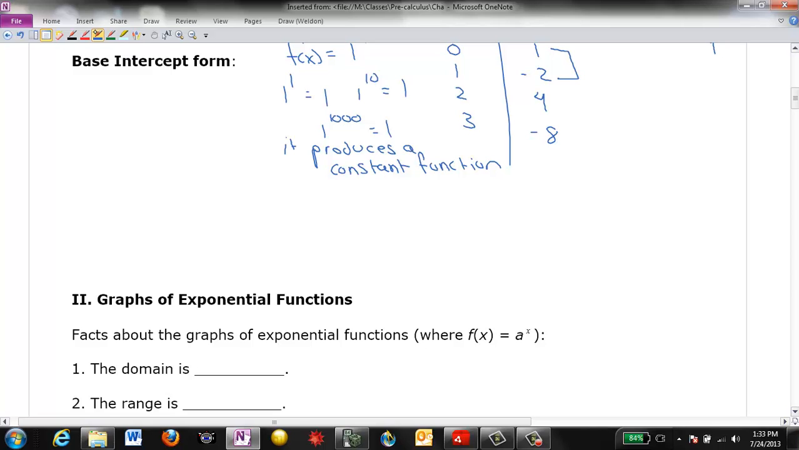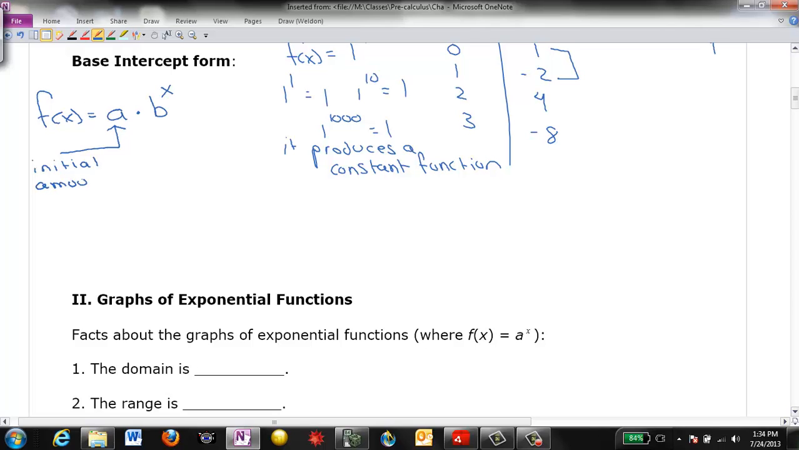So here's what base-intercept form looks like. It's essentially an exponential equation, f of x, where we take some number a and multiply it by some number b raised to the x power. And it's important to note that the exponent of x is only applied to the b, not the a. Okay? So let's go ahead and analyze what this means. We have this number here, a. This is what's called our initial amount.